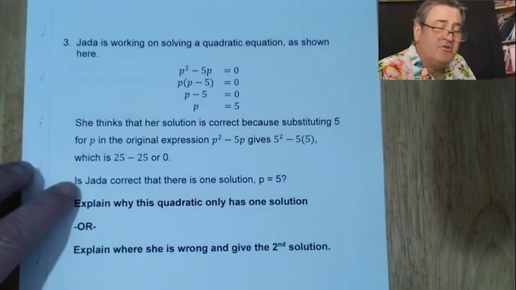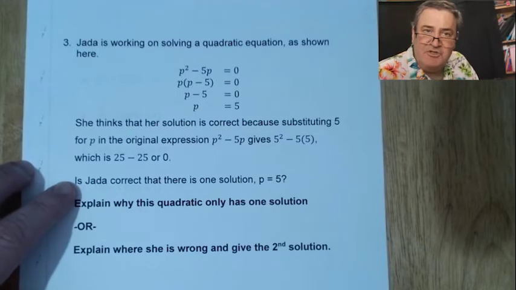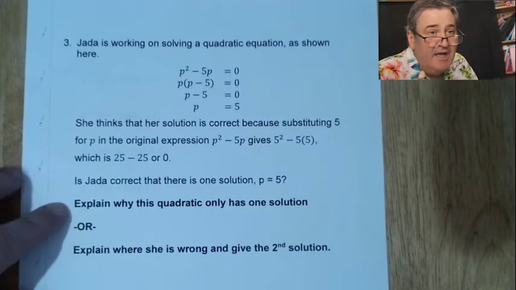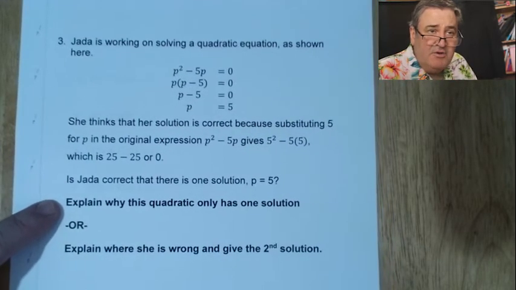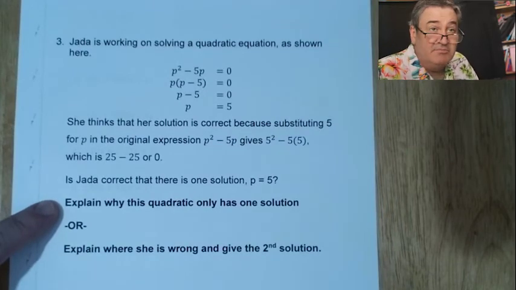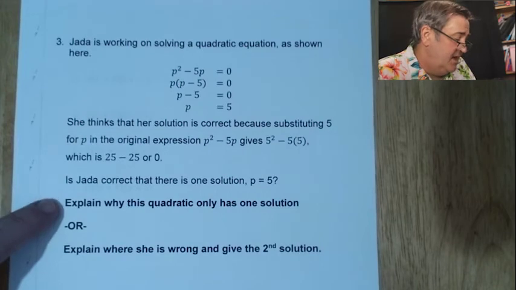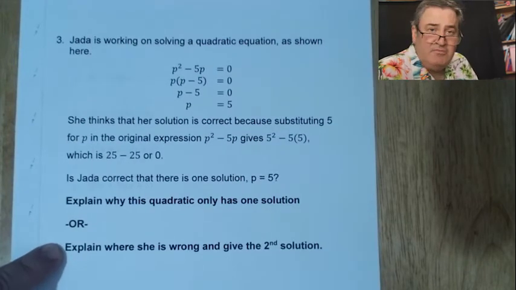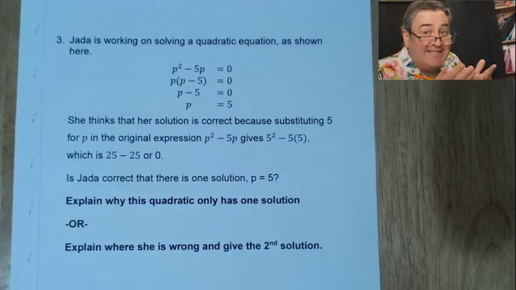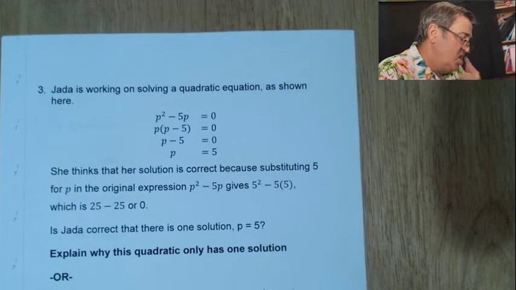Okay, is Jada correct that there is one solution to this, and it's p equals 5? If so, explain why we only have one solution, because most of the time with quadratics, we have two solutions. Most of the time, right? A lot of times we do. Or say, oh, nope, she missed something. There is a second solution, and it's this. So, all right. So that's just one where you answer one way or the other.